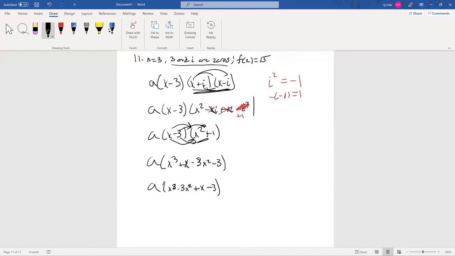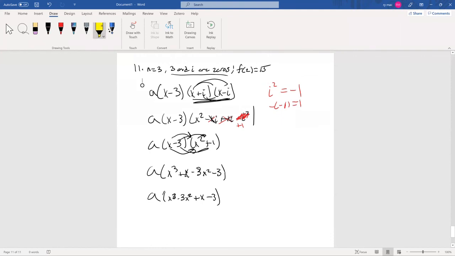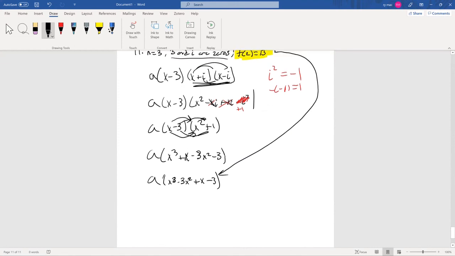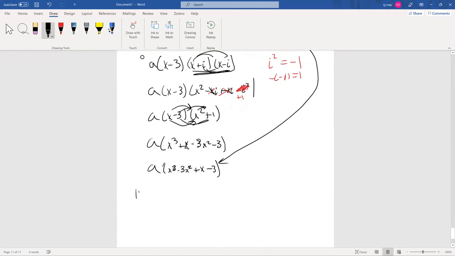All right, and what from here? Well, now we actually care about this, f of 2 equals 15. Oop, wrong color. We care about this now, because we're going to plug that into this and solve for a. So we're going to say 15 is equal to a times (2 cubed minus 3 times 2 squared plus 2 minus 3).